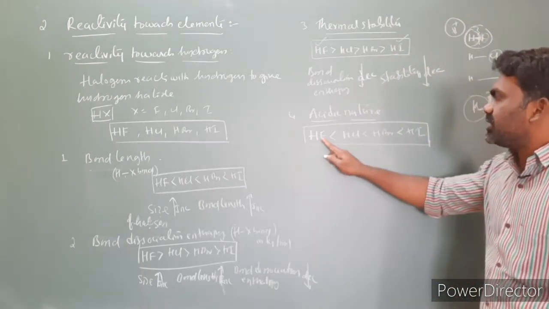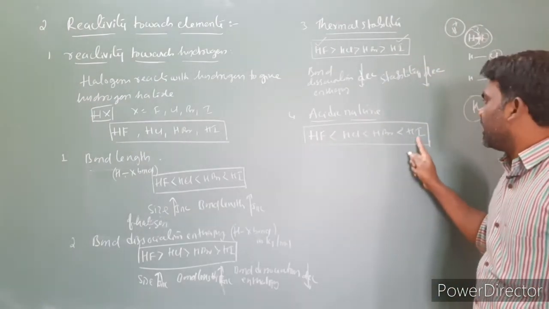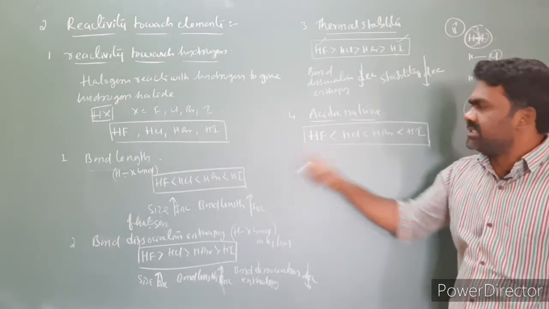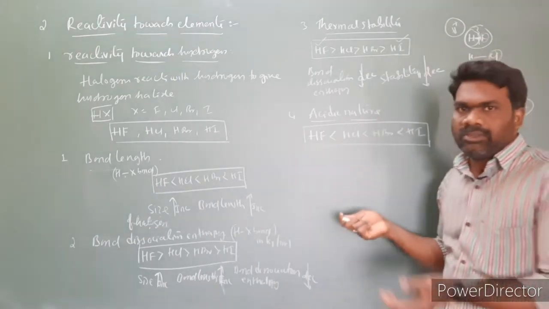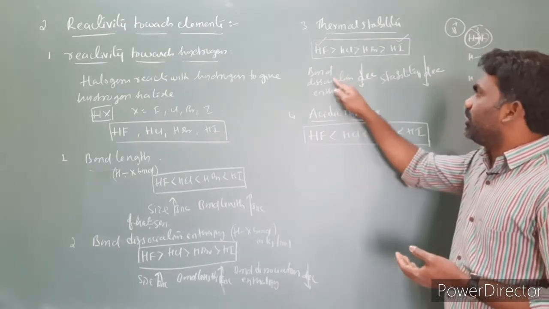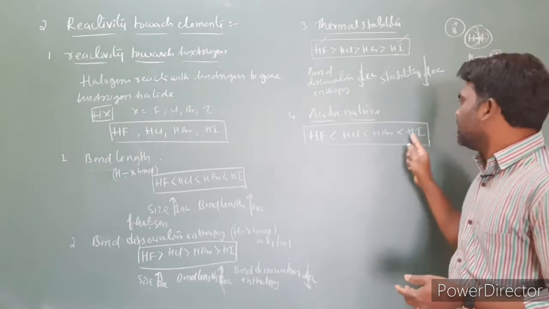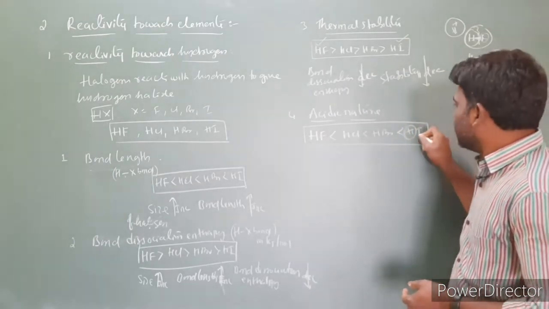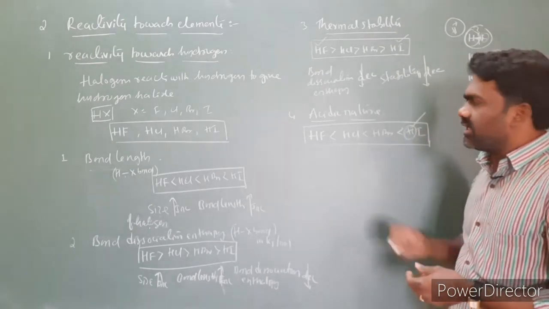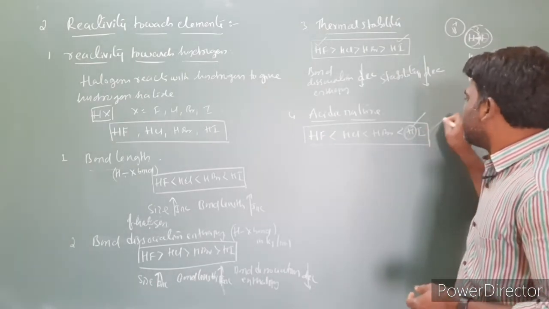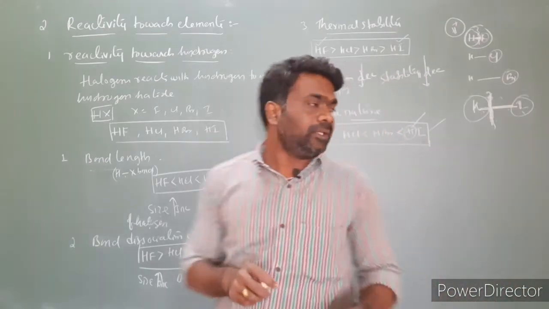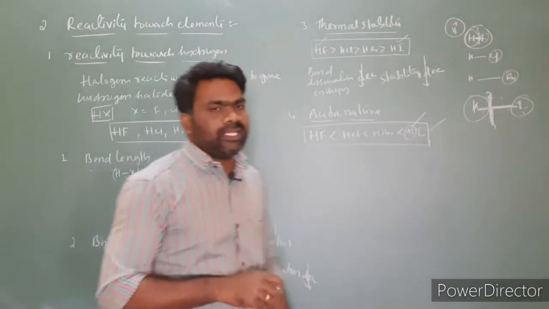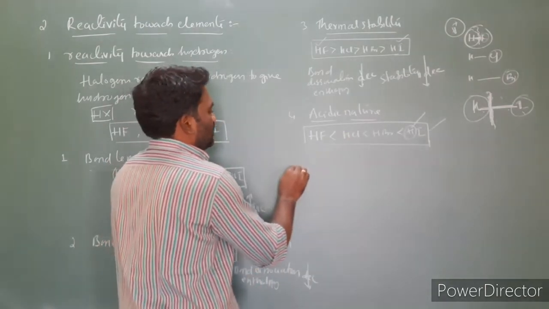So HF is less acidic and HI is much more acidic because the size of the halogen increases. As a result, bond length increases, then bond dissociation enthalpy decreases. From HI, H plus will come out very easily when compared to HF. So HI is more acidic when compared to the rest of the members, HF, HCl, HBr. This is the acidic nature order.